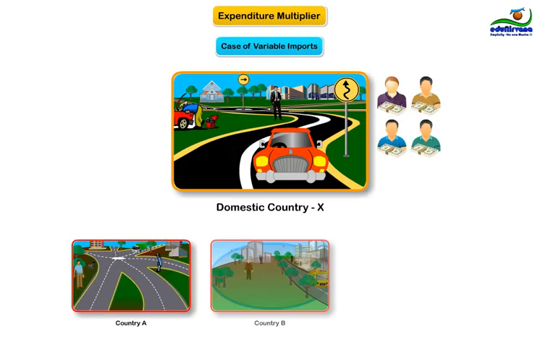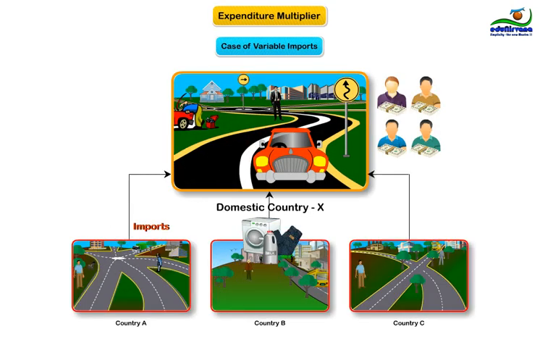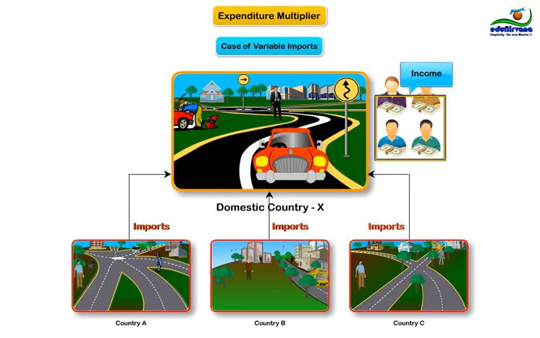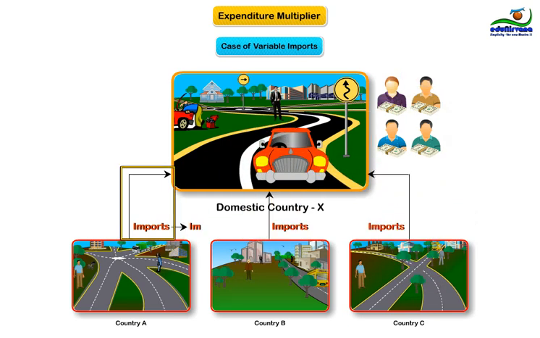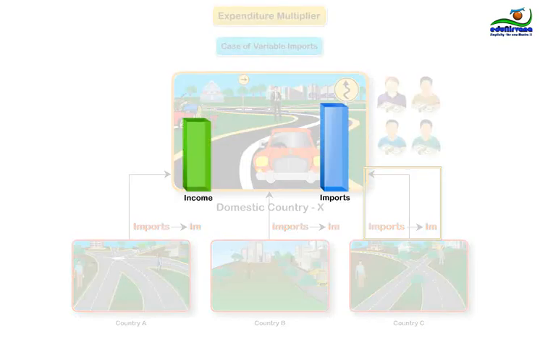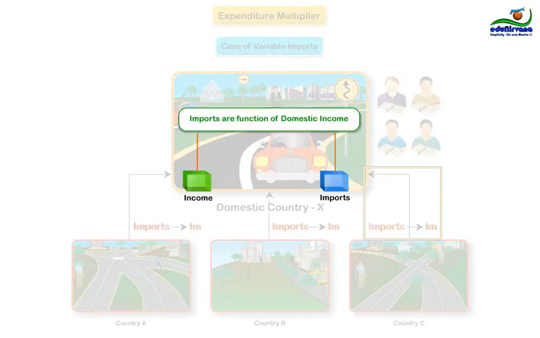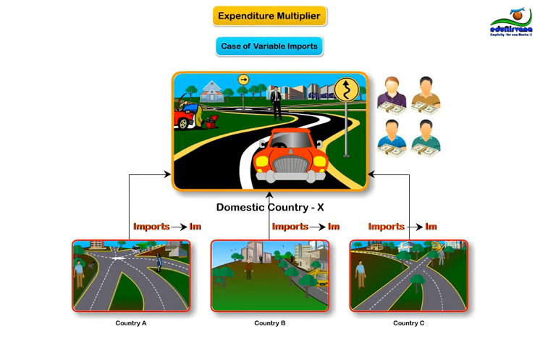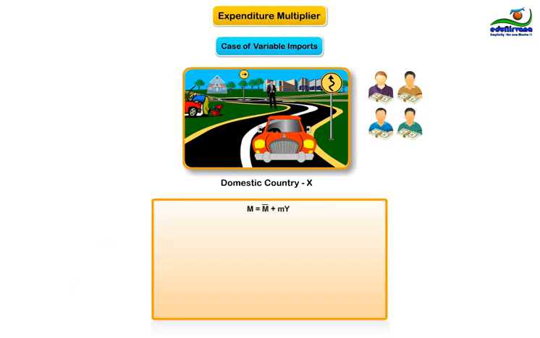Case of variable imports. Till now, we have assumed that imports in the economy do not depend on income. That is, it's lump sum imports equal to M bar, but in the real world, imports are a function of income. A more realistic assumption would be that demand for imports M is a function of income Y.